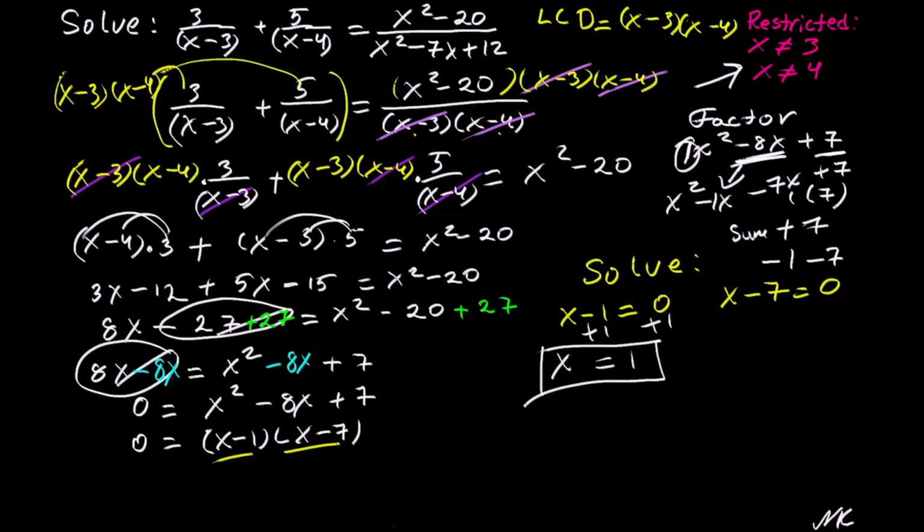Then we have x minus 7 is equal to 0. To solve for x, let's add 7 to both sides, and we get x is equal to 7. 7 is not one of the restricted values as well, so x equals 7 is our solution. That's all.